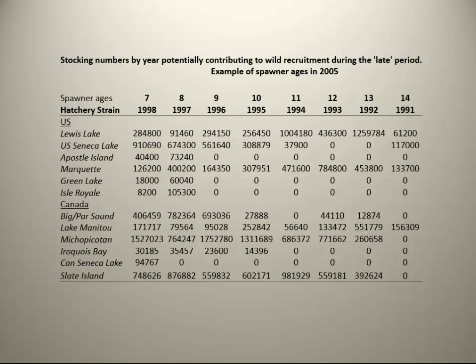And just as a hypothetical example here, for the spawners that were contributing to reproduction in this age class, these year classes were represented in the adults representing ages of this, and these were the stocking numbers of each of the different strains of US and Canada that would be consistent, and this is for the US side of the basin. So we started out with that.